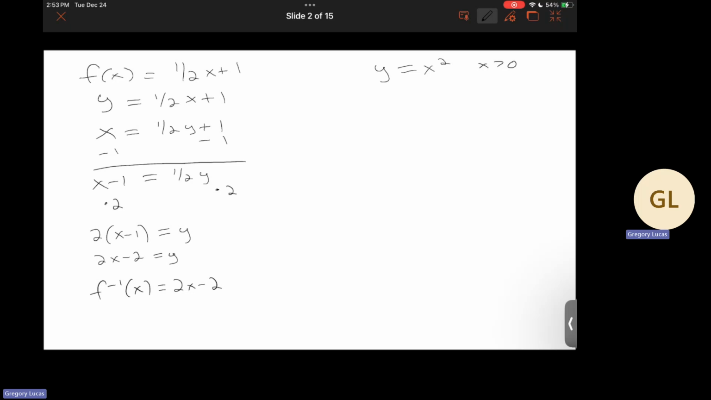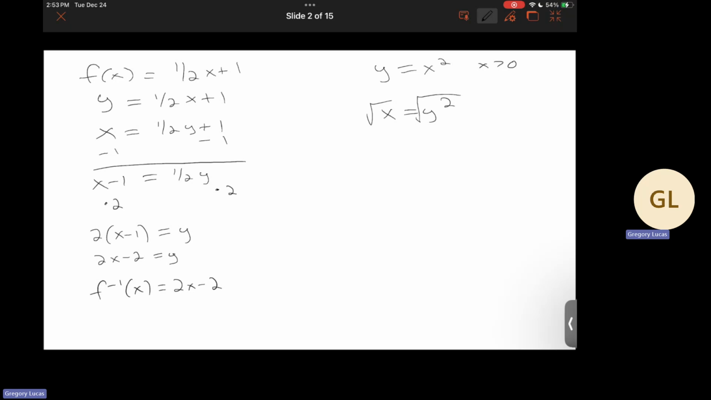So we're going to do the same thing. I'm going to switch my x and y values now. So I got x equals y squared. From x equals y squared, we can take the square root of both sides.